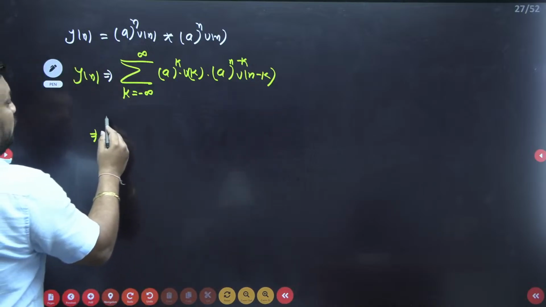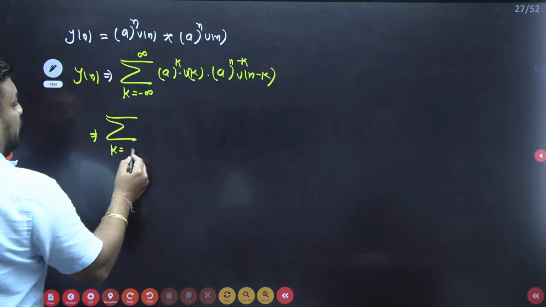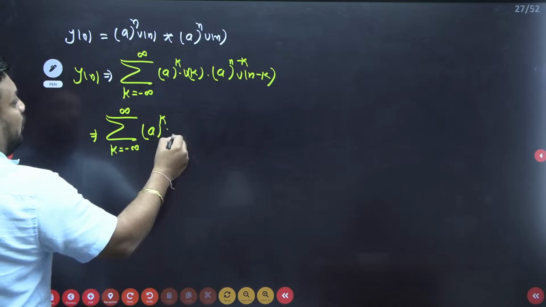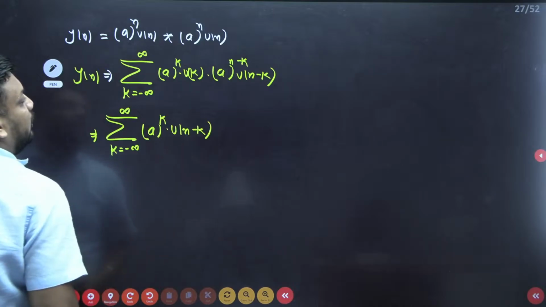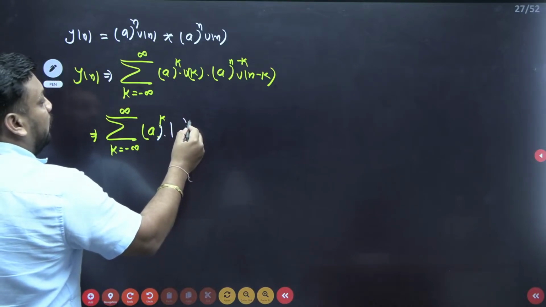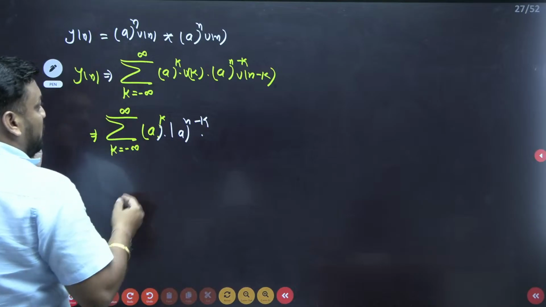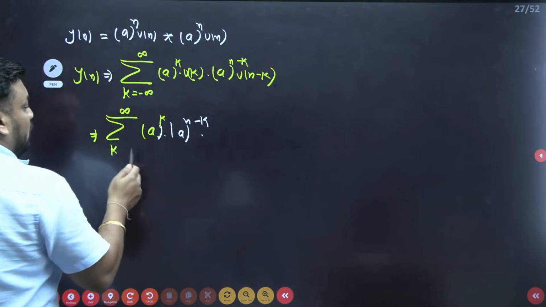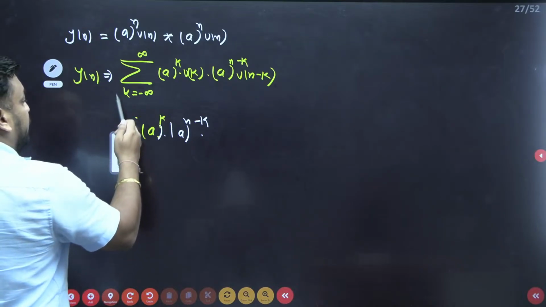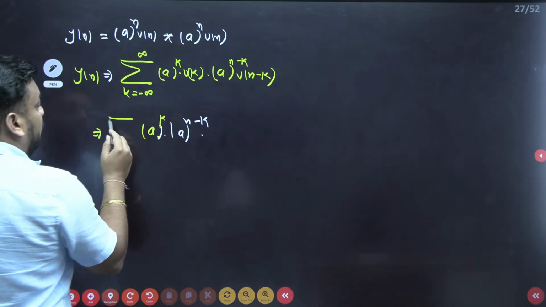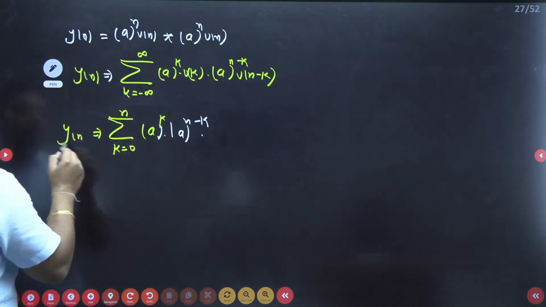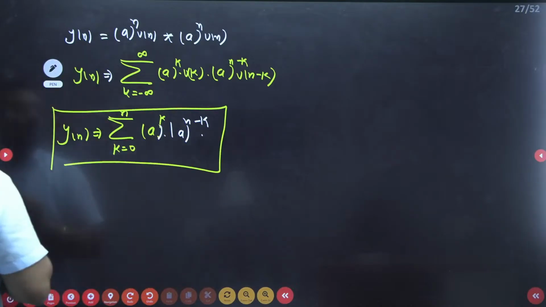So ultimately you will get the sum over k from minus infinity to infinity of a^k u[k] times a^(n-k) u[n-k], or you can say a^k times a^(n-k), and u[k] times u[n-k] will limit k from 0 to n. This will actually give you y[n].